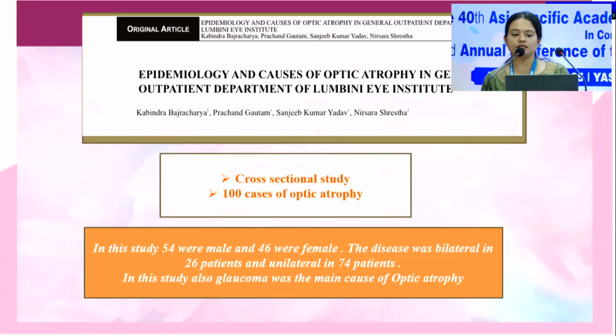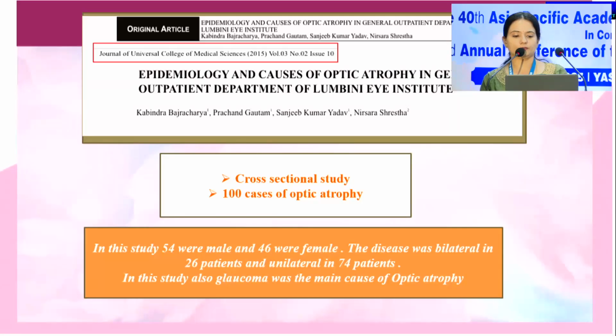In a similar study performed by Bajracharya et al., titled Epidemiology and Causes of Optic Atrophy in General Outpatient Department of Lumbini Eye Institute, this was a cross-sectional study and 100 cases of optic atrophy were seen. In this study, 50 were male and 46 were female. The disease was bilateral in 26 patients and unilateral in 74 patients. In this study, glaucoma was the main cause of optic atrophy.